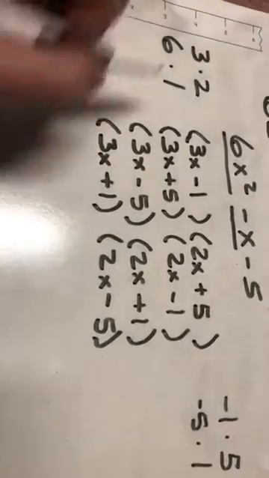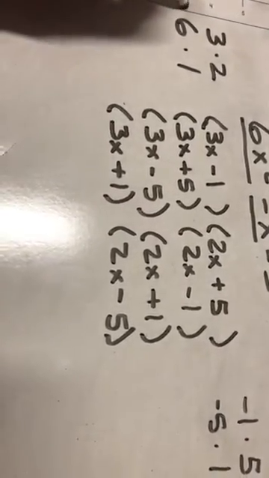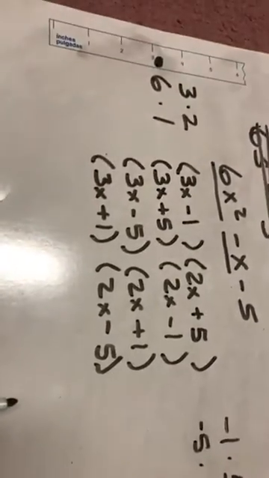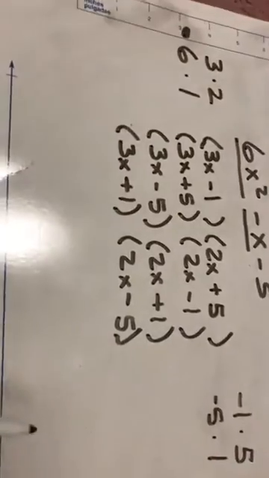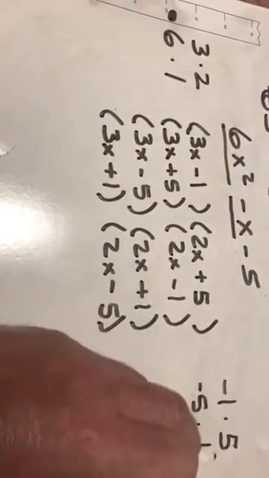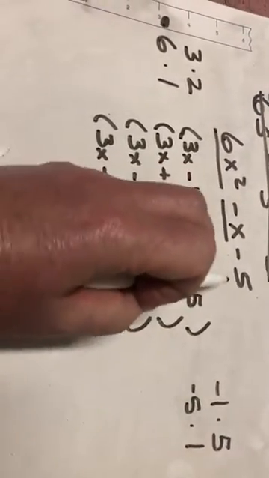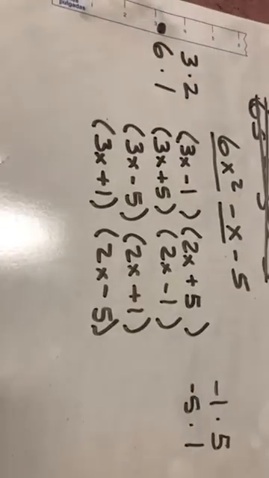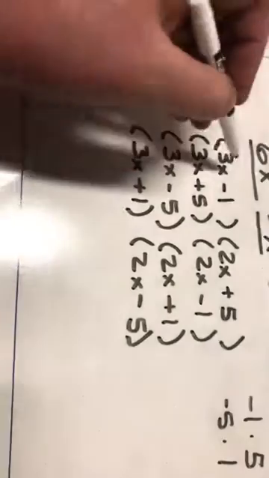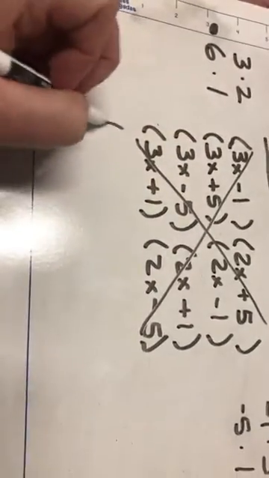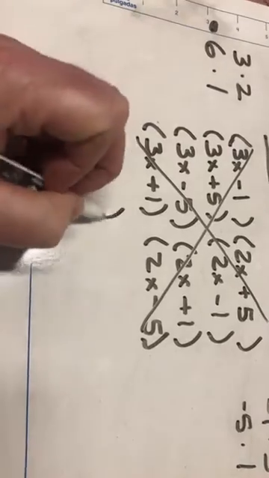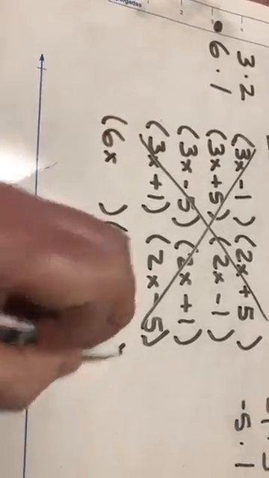Well, so now I'm starting to think I must need a 6 and a 1. Maybe 3 and 2 aren't the right numbers. I know that it has to be one of those combinations to get negative 5, but none of that is working with 3 and 2. So far, none of these are the right answer, which means I must have to use 6x and x.